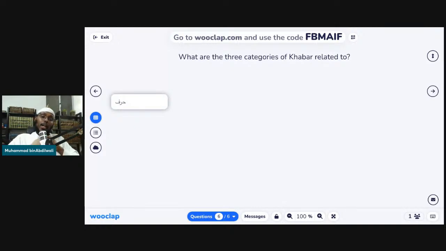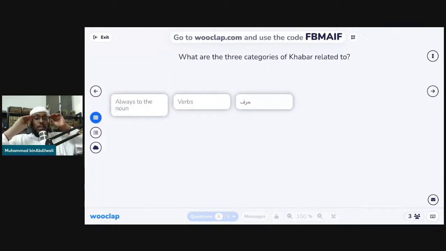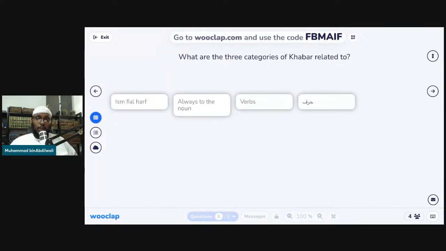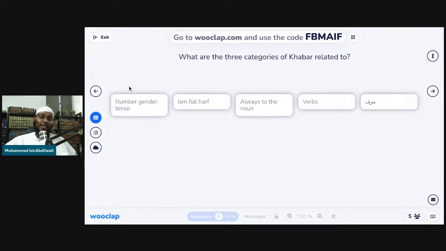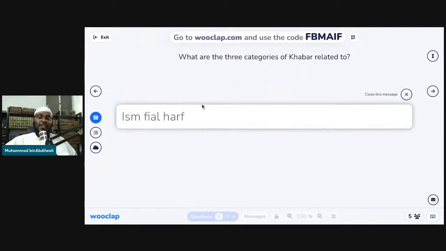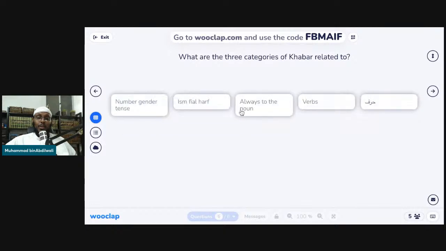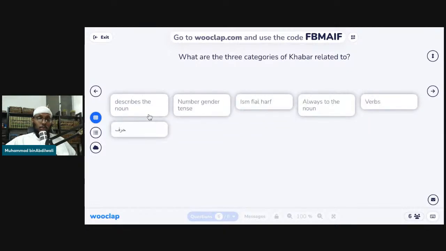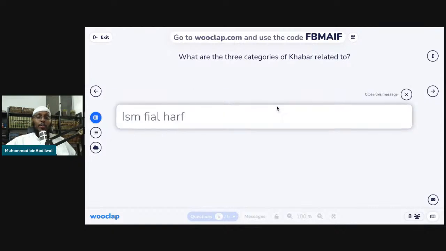Now the khabar is of three types. Now those three types of khabar, what do you think they're related to? Some of you said harf, some of you said verbs, some said always to the noun. Ah, there we go, mashallah. Someone here is awake. Someone said number, gender, and tense. No, because number, gender, and tense belong to nouns and verbs. But this person here is correct.